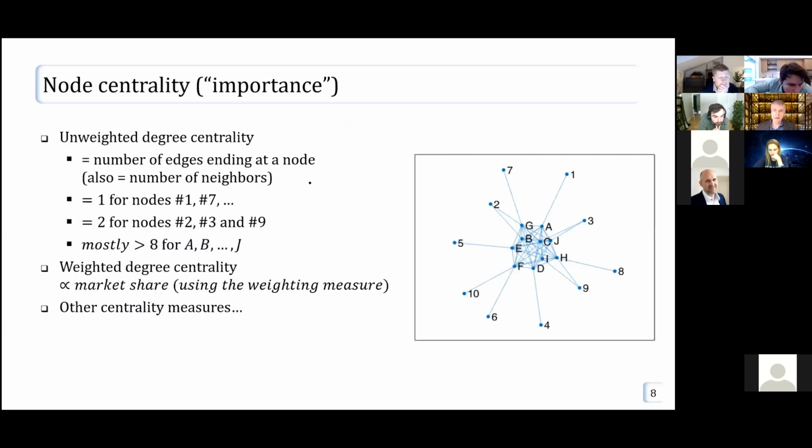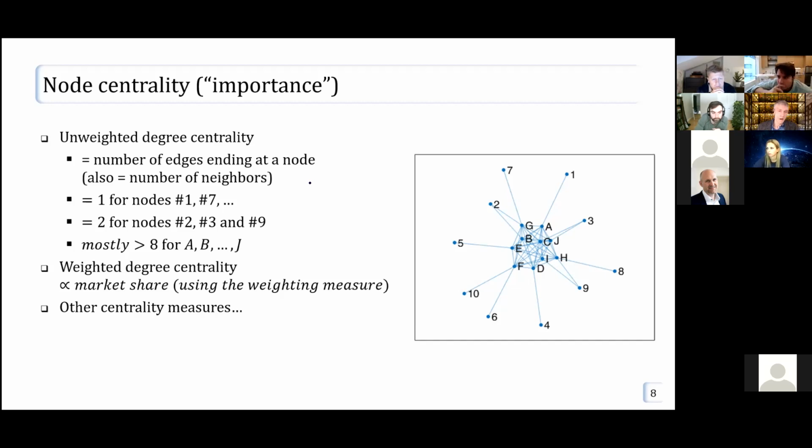To measure the importance of a node, we usually rely on centrality. The simplest measure is degree centrality. So how many connections do we have? In this picture, most of those peripheral nodes have only 1 degree, but 2, 3, and 9 have 2 degrees. For the other members in the core, it's mostly greater than 8.